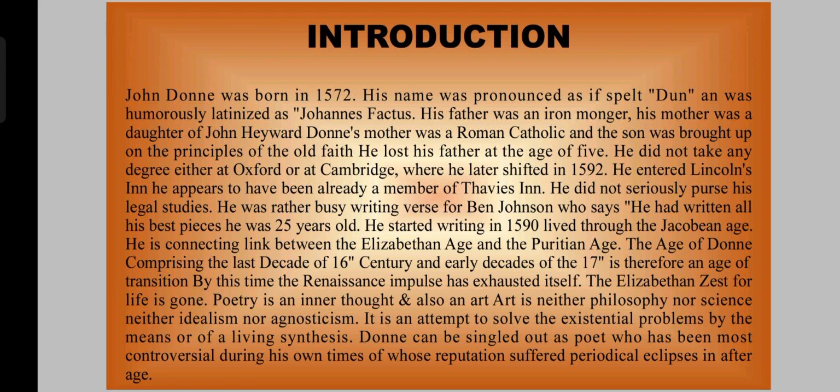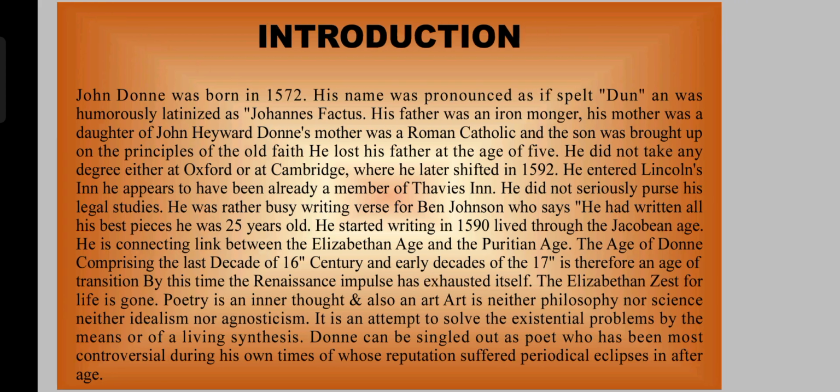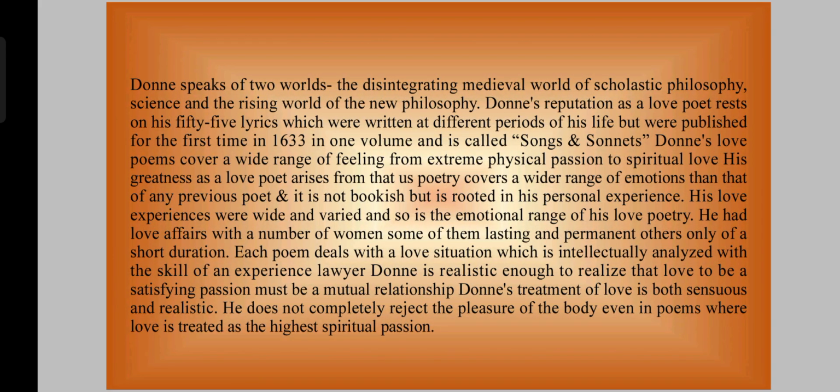Donne can be singled out as a poet who was most controversial during his own times, whose reputation suffered periodical eclipses in later ages. Donne speaks of two worlds: the disintegrating medieval world of scholastic philosophy and science, and the rising world of the new philosophy. Donne's reputation as a love poet rests on his 55 lyrics, which were written at different periods of his life but were published for the first time in 1633 in one volume called Songs and Sonnets.